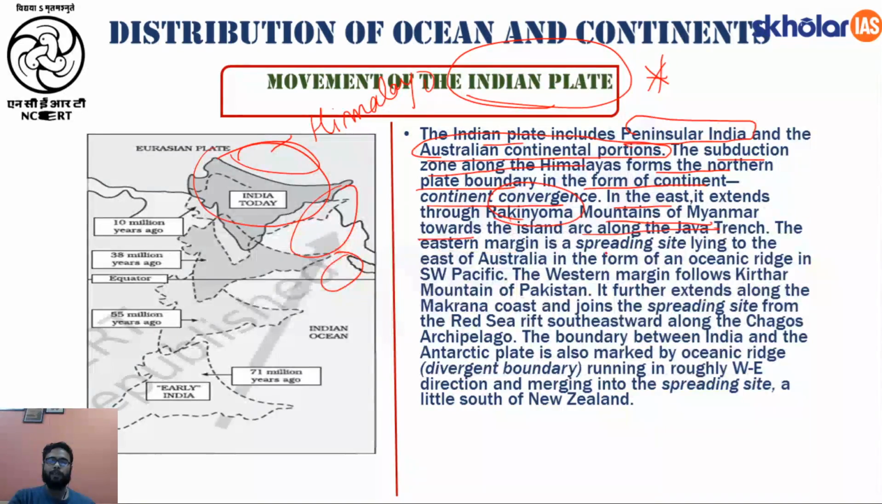Then the eastern margin is a spreading site lying to the east of Australia in the form of an oceanic ridge in the southwest Pacific. Then the western margin follows the Kirthar mountain of Pakistan. Here the Kirthar mountain of Pakistan. It further extends along the Makran coast and joins spreading sites from the Red Sea Rift. Here we have the Red Sea Rift, right, southeast along the Chagos archipelago. The boundary between India and the Antarctic plate is also marked by an oceanic ridge, that is a divergent boundary running roughly in the west-east direction and merging into the spreading site a little south of New Zealand. So here we have the southern boundary, which is along the Antarctic plate.